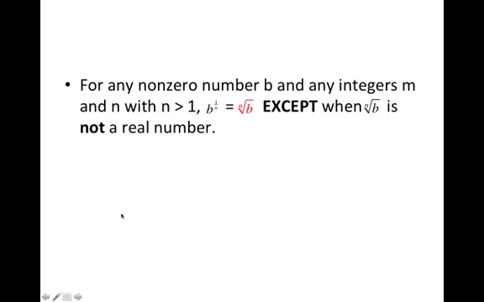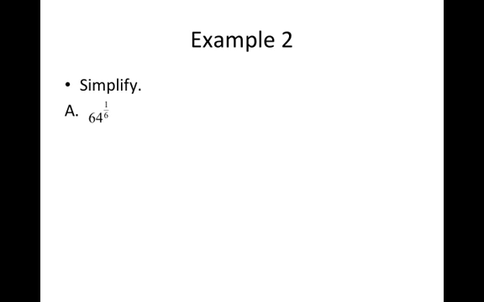All right, for any non-zero number b and any integers m and n with n greater than 1, b to the 1 over n equals the nth root of b, except when the nth root of b is not a real number. Okay, so if I have 64 to the 1/6 power, that's the same thing as the 6th root of 64. So what you want to do is ask yourself, how can 64 be written as something to this 6th power? What times itself 6 times is going to equal 64? Well, since it's an even number, 2 is a good place to start, and 2 to the 6th does equal 64. So a power of 6 on the inside cancels with the root of 6 on the outside, and so we just have 2.